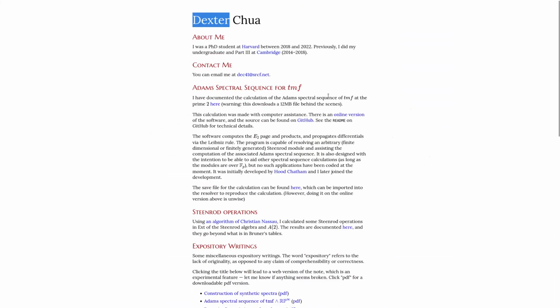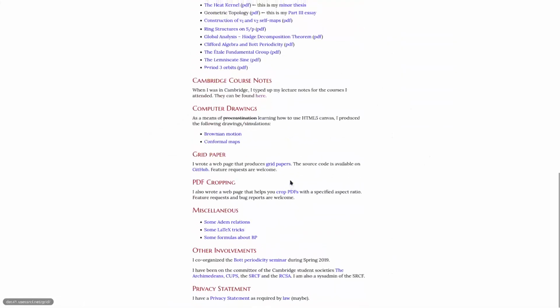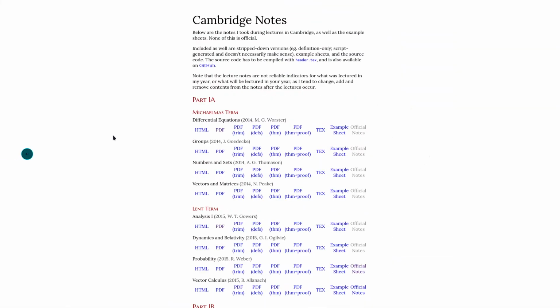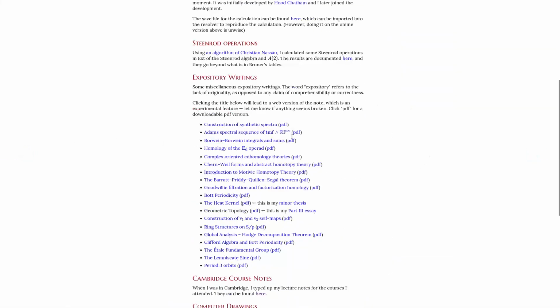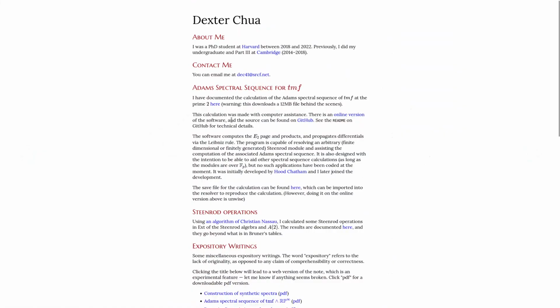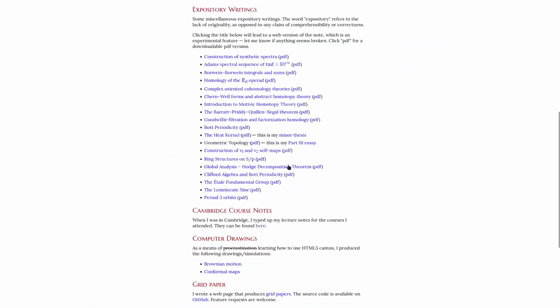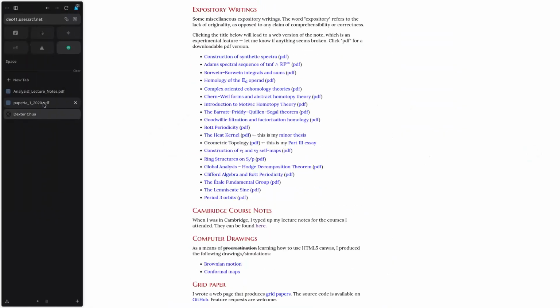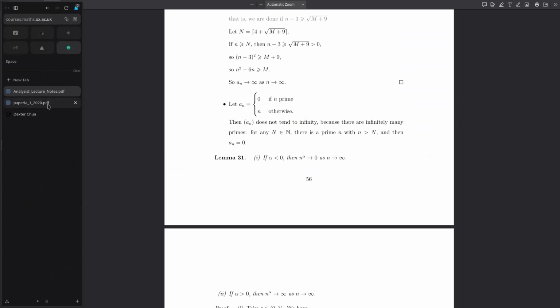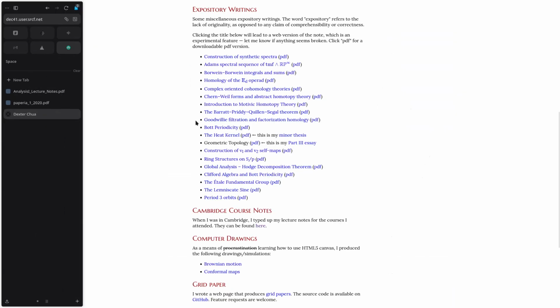Their name's Dexter. They've compiled all of their notes into a really nice little website here, which is very handy. They also have some other stuff on here, which is very handy as well. I would recommend looking into their notes. My goal is not to replicate their notes because I can't do that.